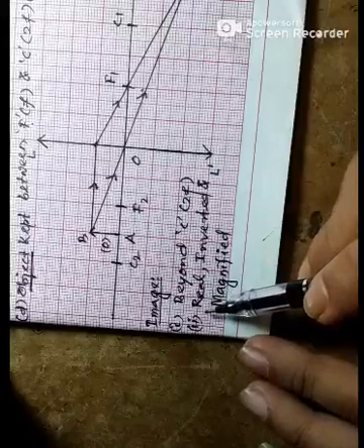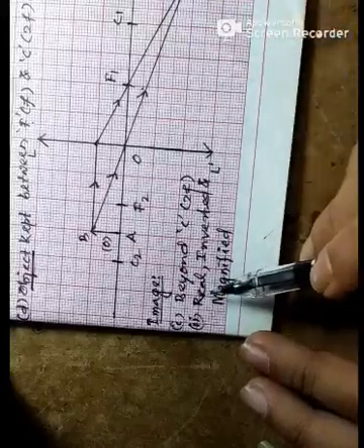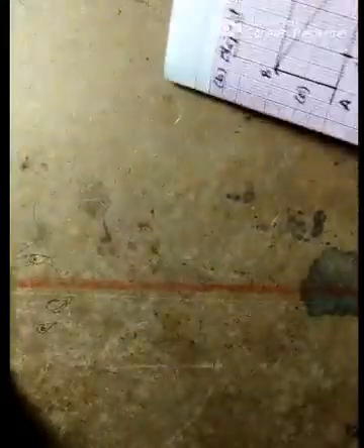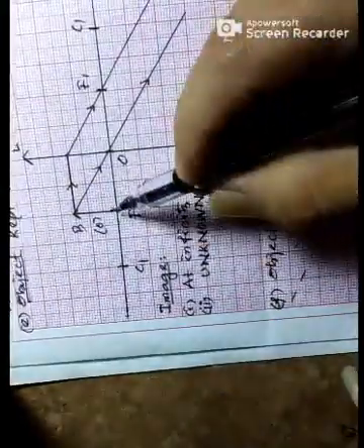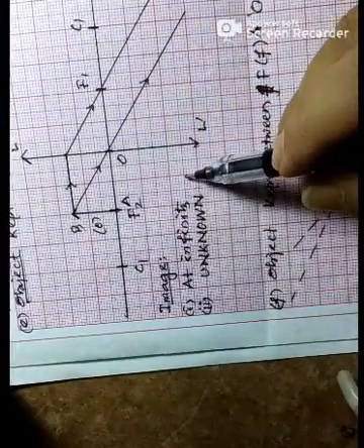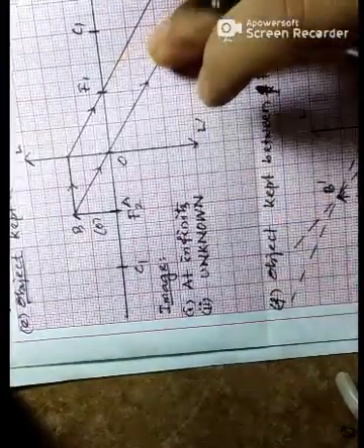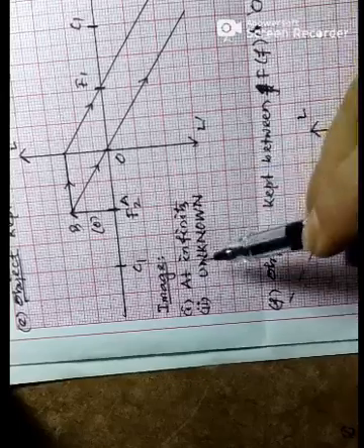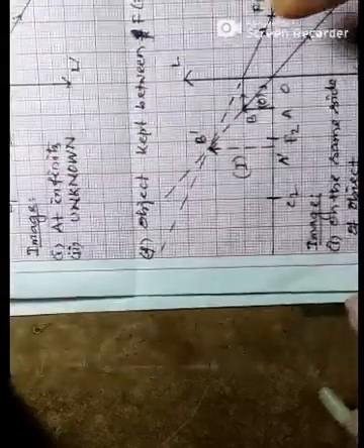And then the nature of the image is real, inverted and magnified. Okay, this is the fourth one. Then the fifth one, the object kept at focus. As the object is kept at focus, the image is going to form at infinity. And because these two rays are not meeting anywhere, we don't know whether it will meet or not. So nature is unknown.